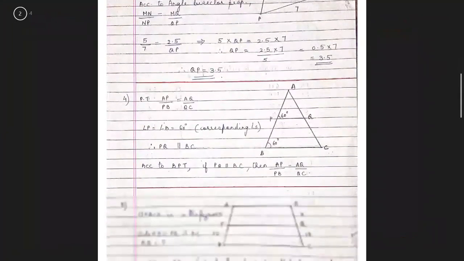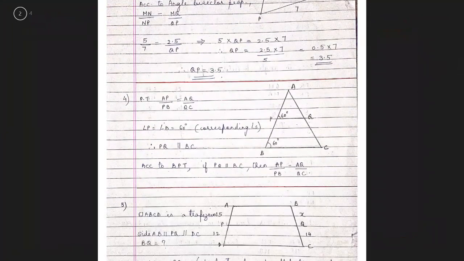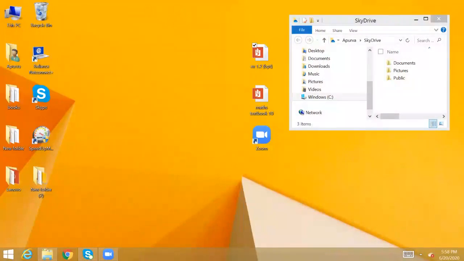Question number 4. So I've written like this. Angle APQ is equal to 60 degrees. Angle B, that is angle ABC, equal to 60 degrees. They form a pair of corresponding angles. Therefore, PQ parallel to BC. So according to BPT, if PQ is parallel to BC, it follows AP upon PB equal to AQ upon QC. Okay. Next.